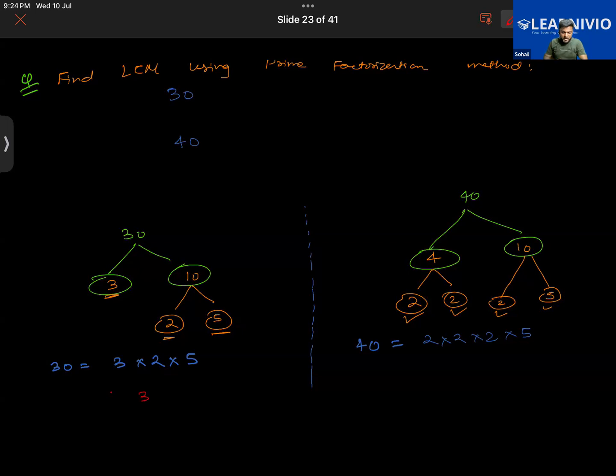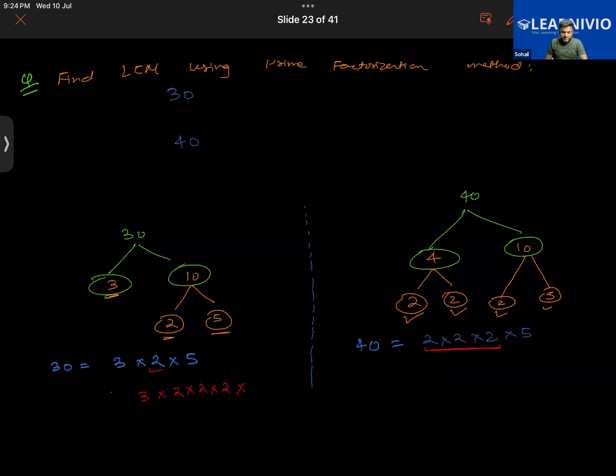Then 2: out of 30 and 40, in which one is 2 repeated the maximum number of times? Of course, in the case of 40, isn't it? How many times? It is 3 times. So just write it as it is. Here it is only one time, here it is repeated 3 times. So wherever the prime number is repeated the maximum number of times, you have to choose that one. So far, is it clear?